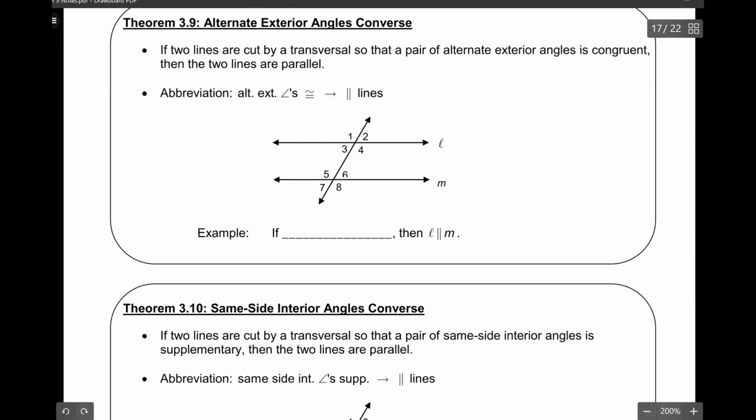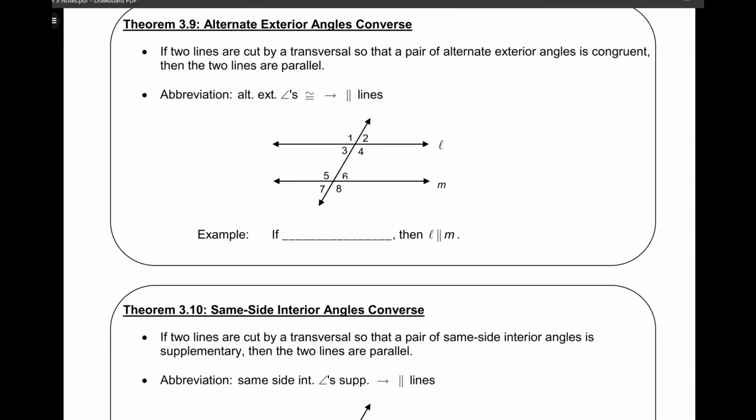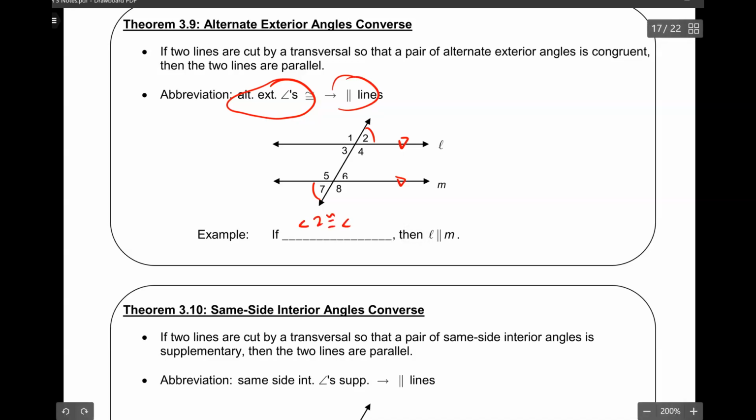All right, alternate exterior angles converse. So if two lines are cut by a transversal, so a pair of alternate exterior angles are congruent, then the two lines must be parallel. So the abbreviation: alternate exterior angles congruent, so parallel lines. So I can say if angle 2 is congruent to angle 7, then line L and M must be parallel. I can also say angle 1 is congruent to angle 8 because those are another pair of alternate exterior angles.